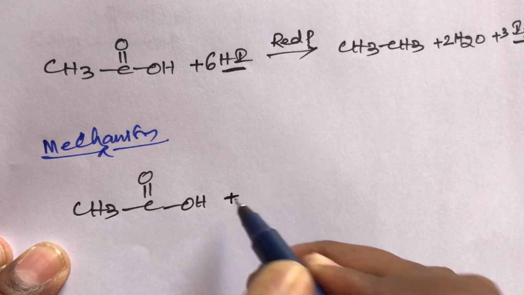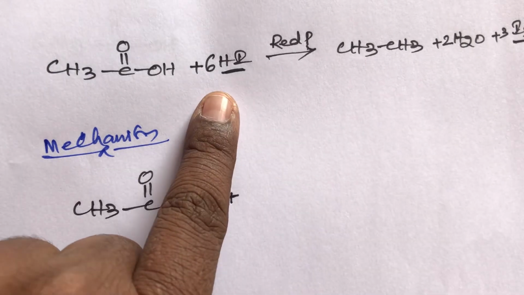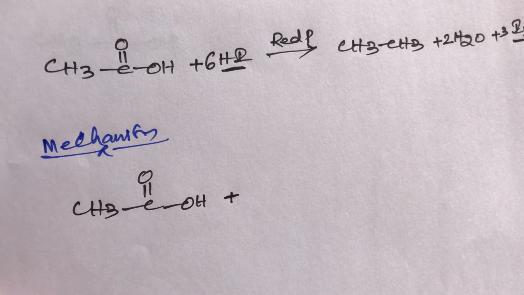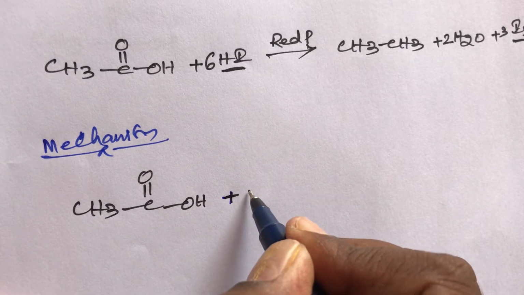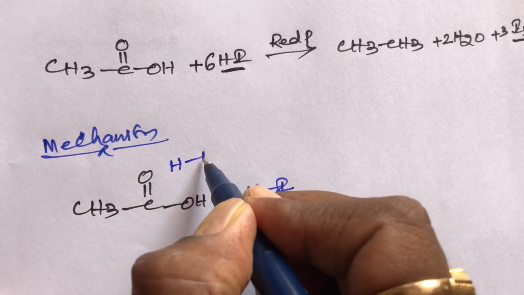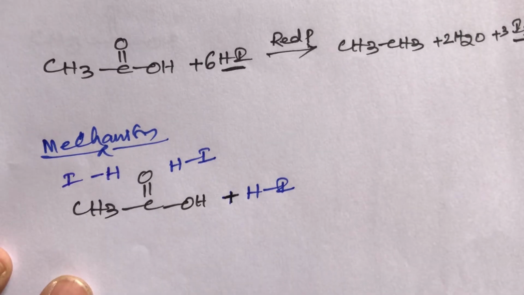You see, this mechanism is a 2 step reaction. In the first step, 3 moles of hydrogen iodide are involved. Here there are 6 moles, but out of these 6 moles, only 3 moles are involved in the first step. This OH reacts with 1 mole of HI here, 1 mole of hydrogen iodide here, and 1 mole of hydrogen iodide here. Simply remember, students.